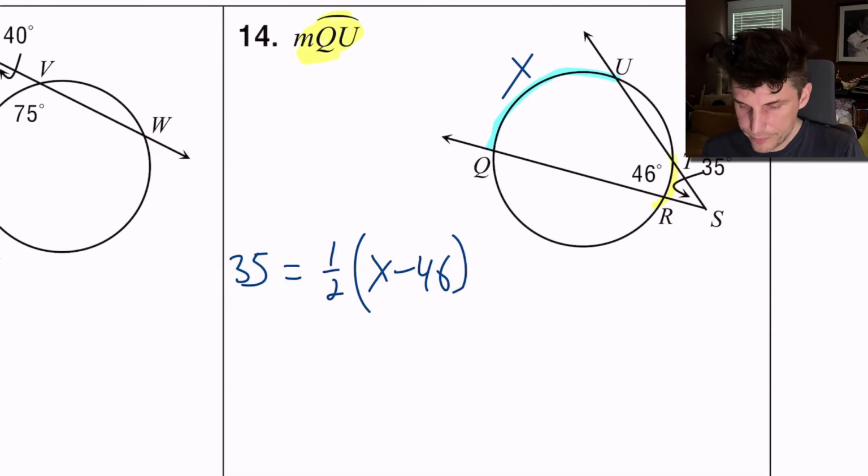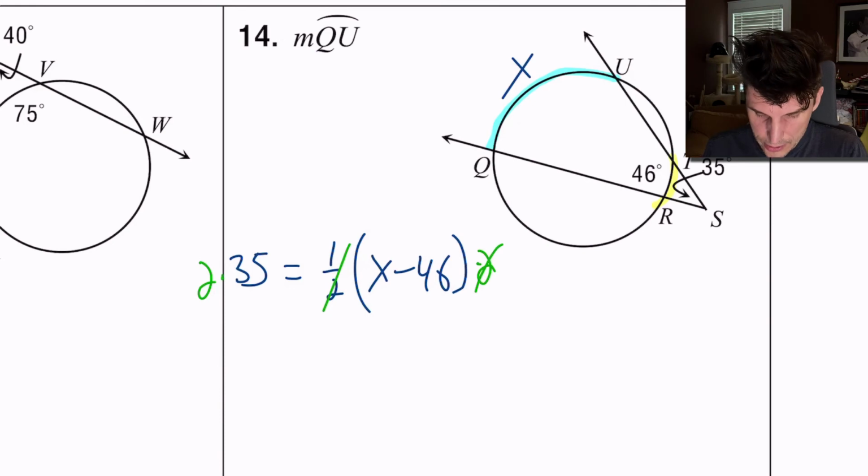So cool. All right, so I'm going to double both sides to just take care of that 1/2. You could distribute it if you want. I think it's easier to just double both sides, times 2, times 2. So rather than distributing the 2, I'm just going to combine 1/2 and 2. That becomes 1. 2 times 35, we all know is 900. Just kidding, that's 70. 70 is equal to x minus 46.